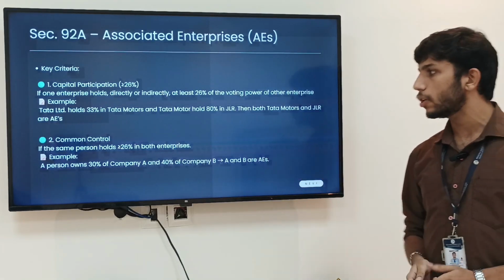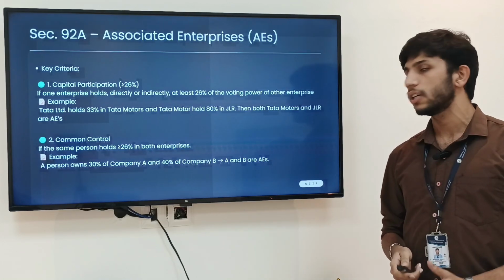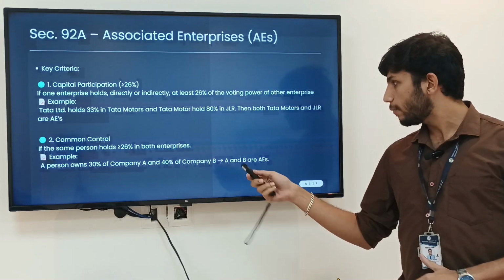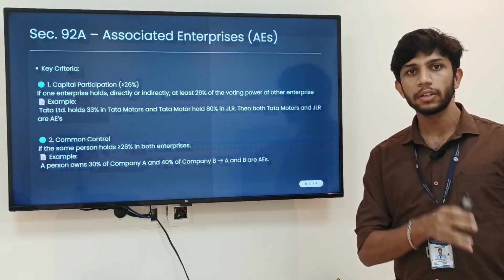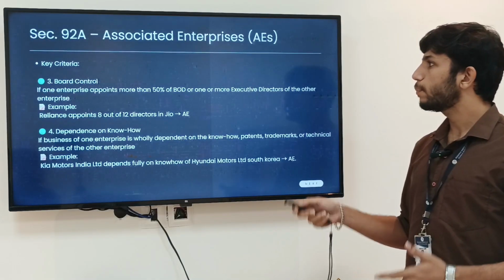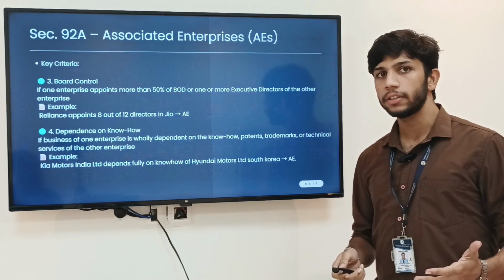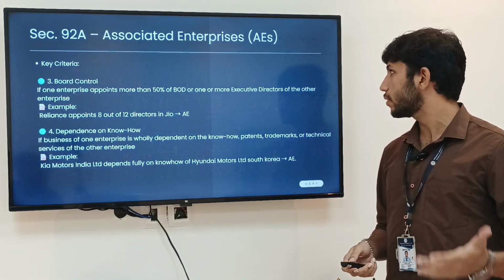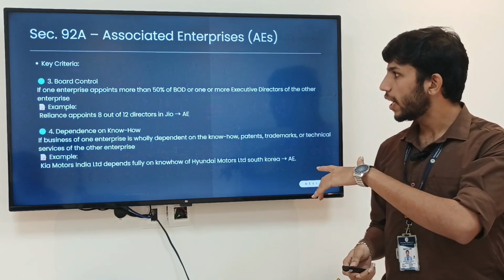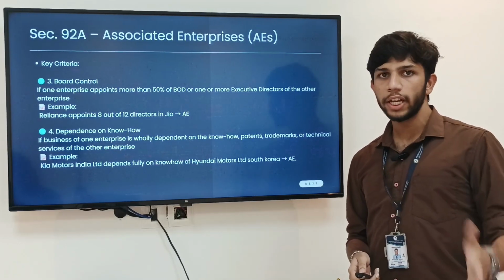The next one is common control. If the same person holds more than 26% in both the enterprises. For example, a person holds 30% in company A and 40% in company B. Then both company A and company B are associated enterprises. Next one is board control. If one enterprise appoints more than 50% of the board of directors or one or more executive directors of the other enterprise. For example, let us say Reliance appoints 8 out of 12 directors in Jio, then both Reliance and Jio are associated enterprises.